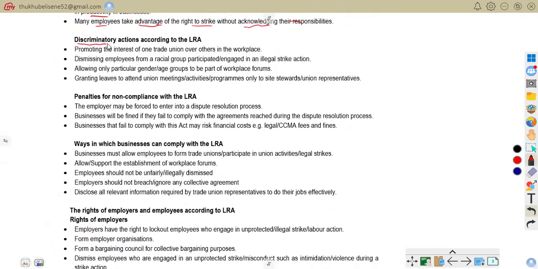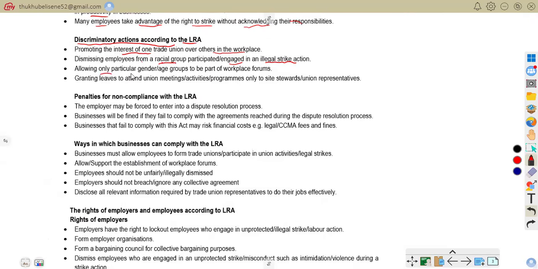Discriminatory actions according to the Labor Relations Act. It says promoting the interest of one trade union over others in the workplace is discrimination. For example, an employer only talks to one union and ignores another. So you see, that is discrimination. Dismissing employees from a racial group who participated or engaged in an illegal strike action. So we are saying you dismiss employees from one racial group for participating in an illegal strike. So, for example, only black workers are fired after a strike. So that is discrimination.